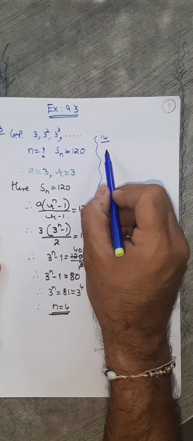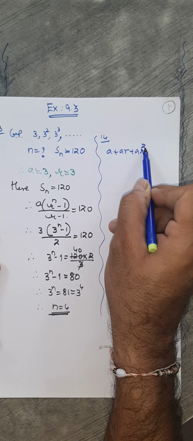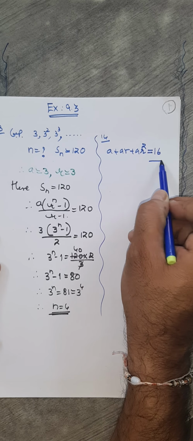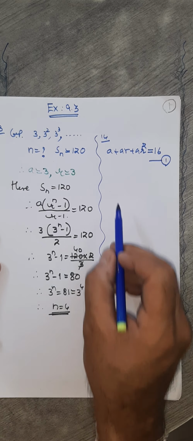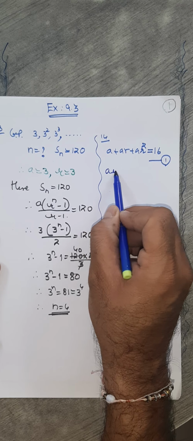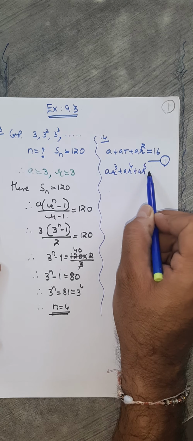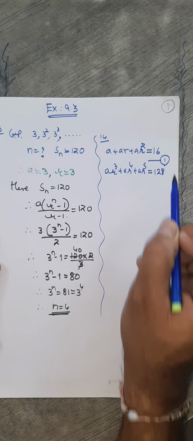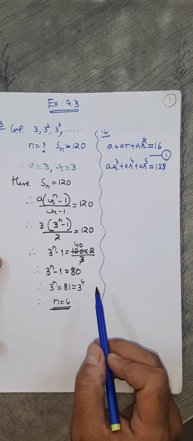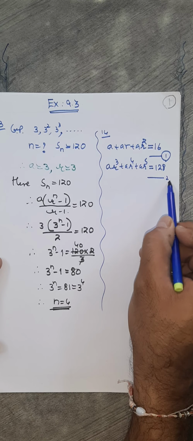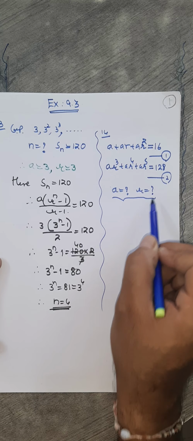Sum of the first 3 terms. So A plus AR plus AR square. These are the first 3 terms, which equals 16. Call that as 1. The sum of the next 3 terms is 128. Next 3 terms means now we have AR cube, AR raised to 4, AR raised to 5, equals how much? 128. What is A here? First term. What is R? That's the common ratio, you know. Right? And you are asked to find A and R. That's the question. So what is A? What is R? This is what you want to do here.